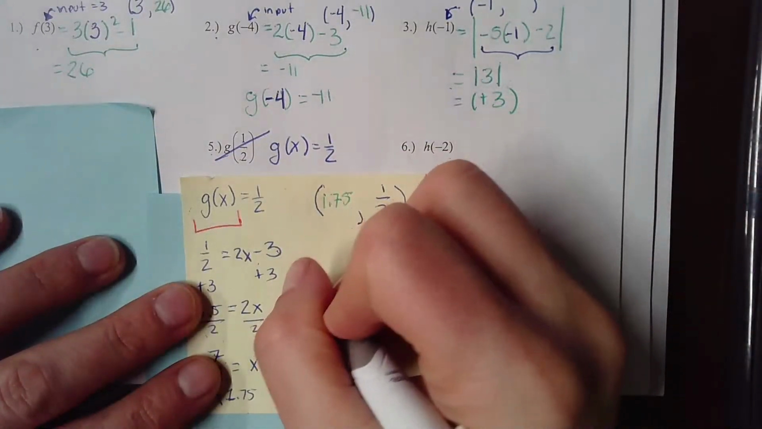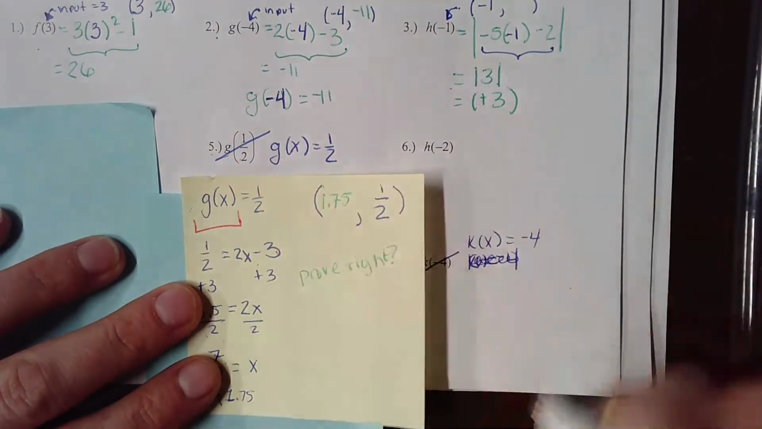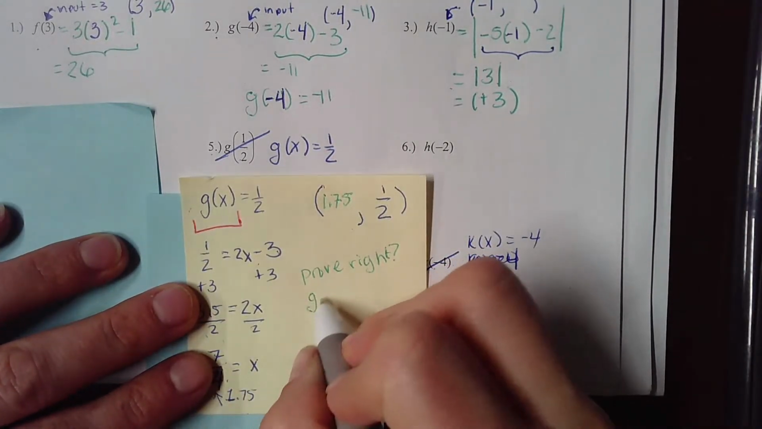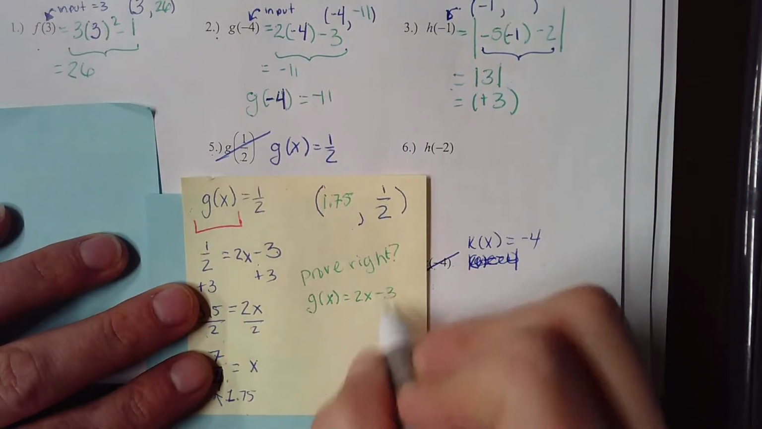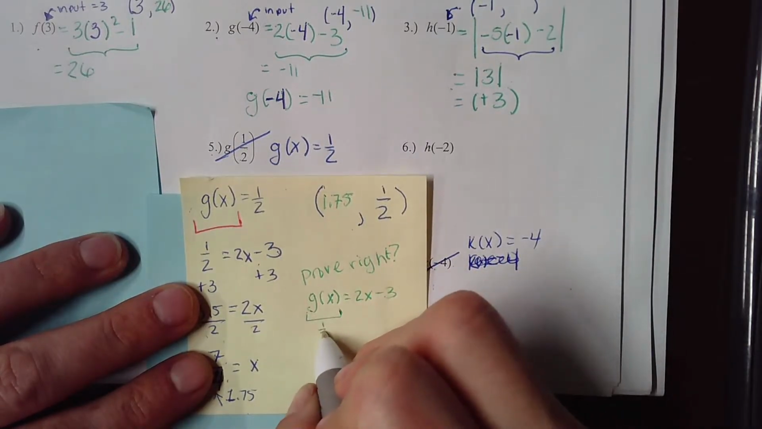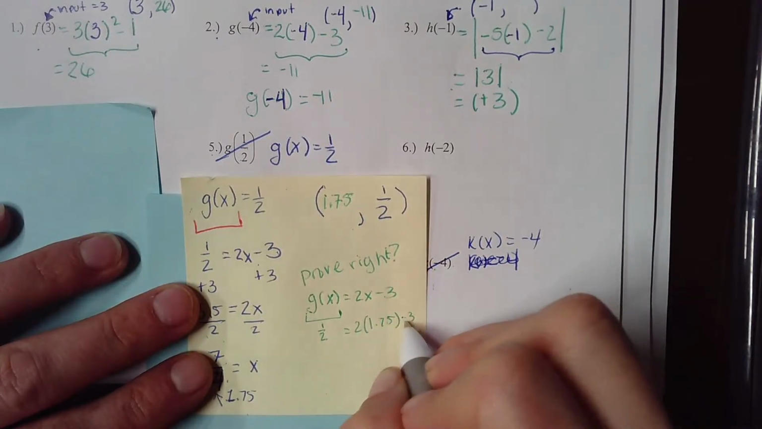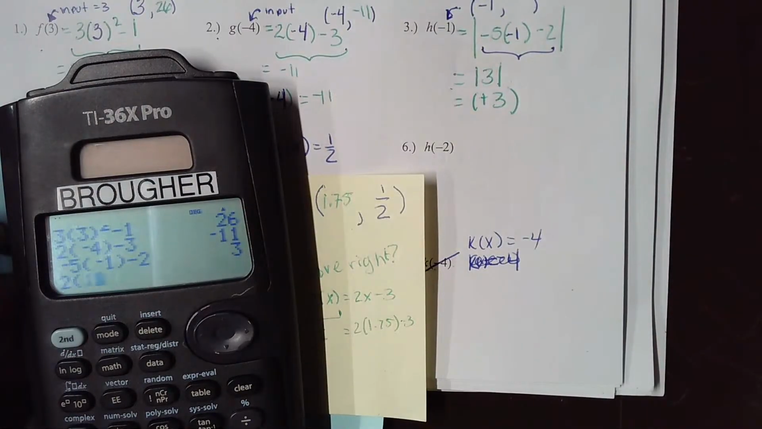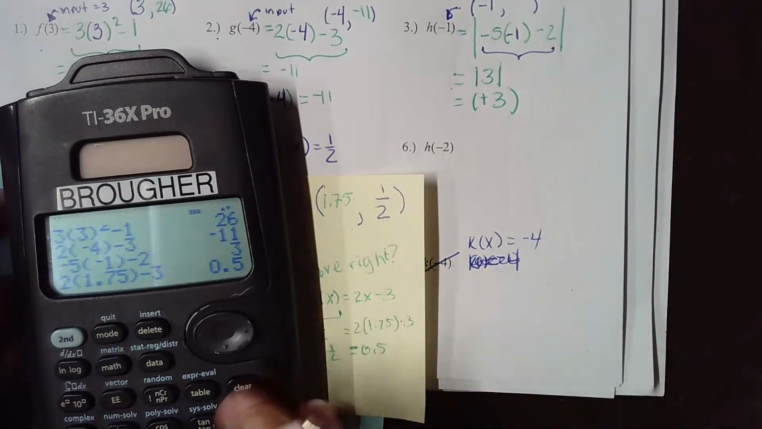Now, how would I prove if I'm right? I can go back to the original problem. G at x equals 2x minus 3. I said my output was 1/2, which is 2 times 1.75 minus 3. Let me just go ahead and type that in. 2 times 1.75 minus 3. That is 0.5, which is the same as 1/2.